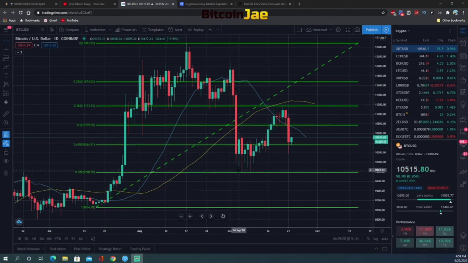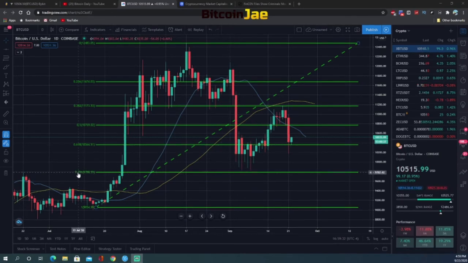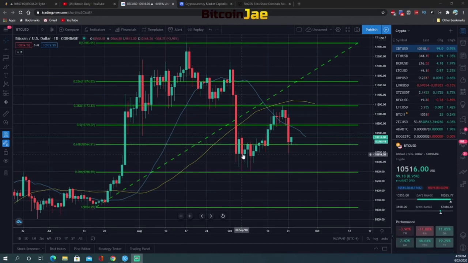It's literally bouncing right in between two Fibonacci levels, right? So we're looking at the 78.6% and the 61.8% levels. Bitcoin was trading in this range.